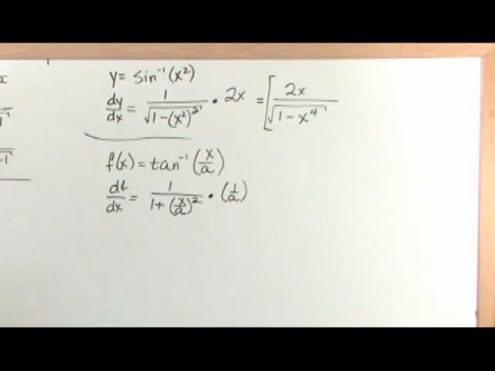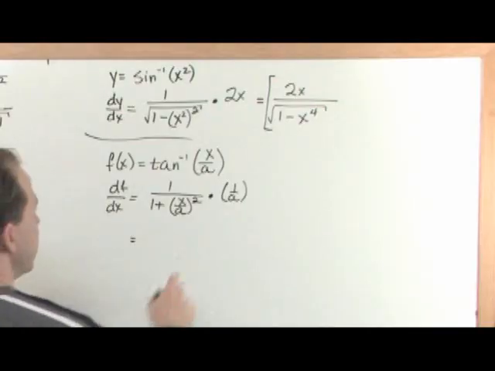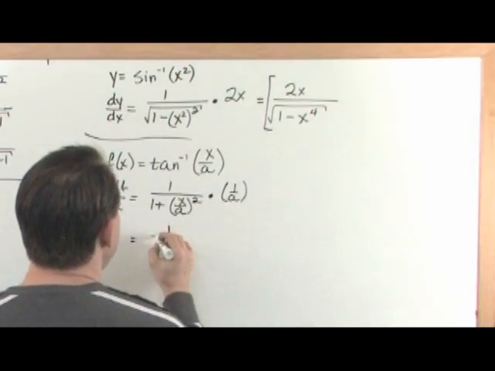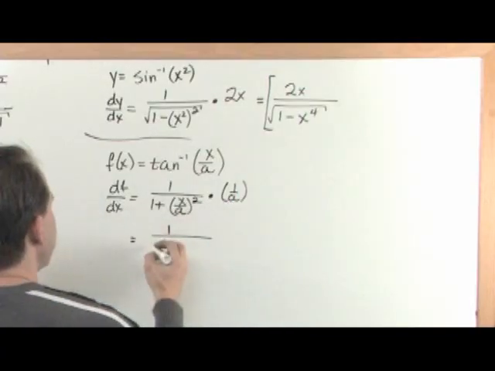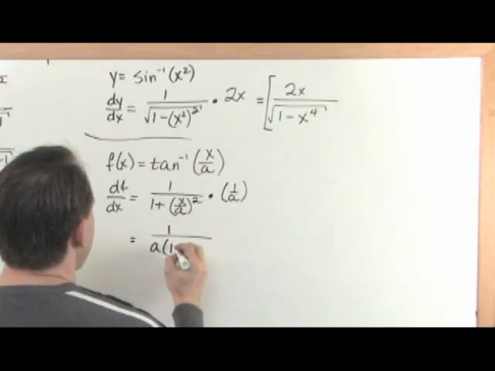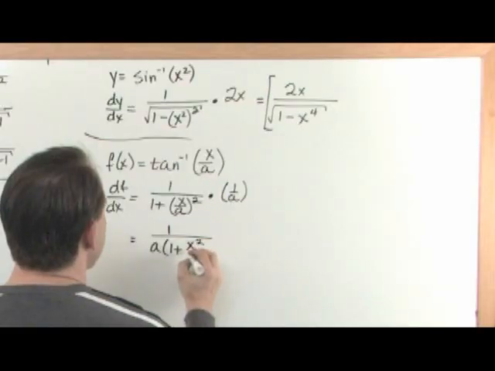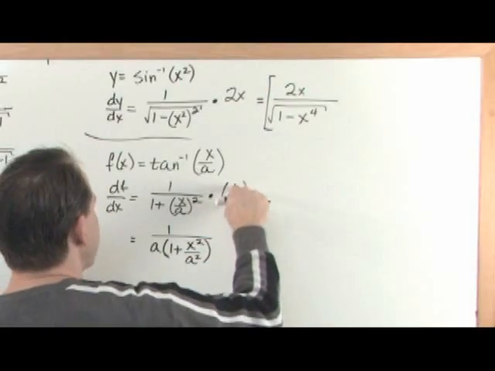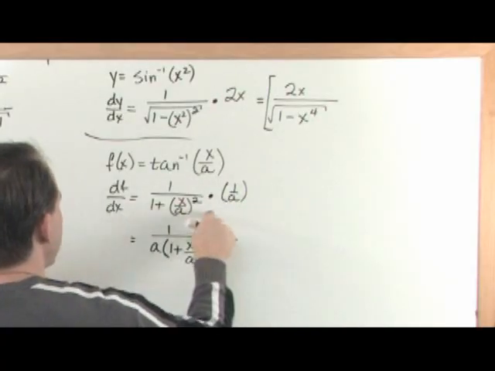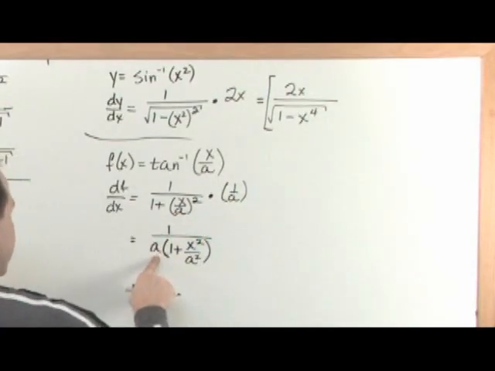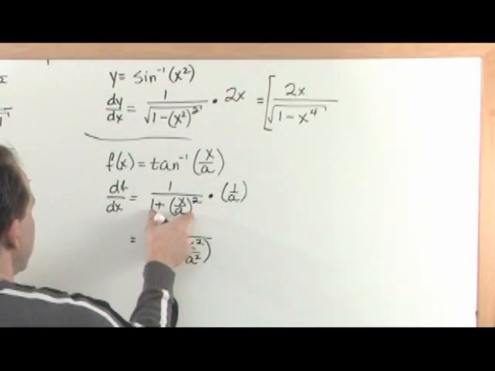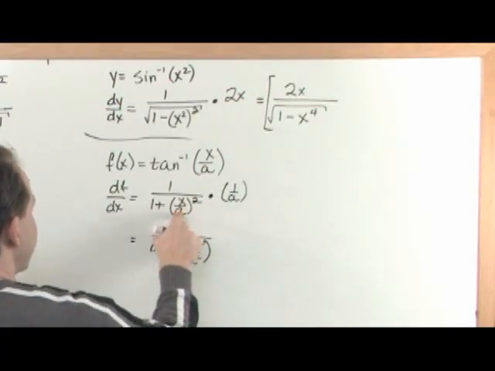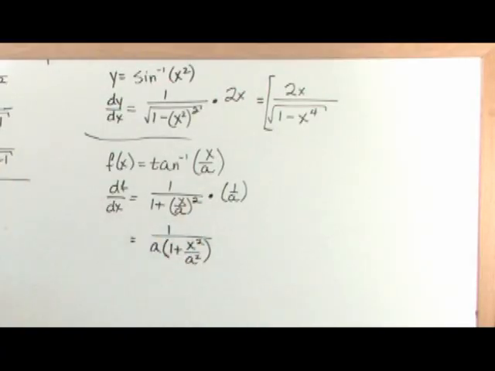Now to simplify that, on the top you're going to have 1 over, this a is going to come out here, and you're going to have a times 1 plus x squared over a squared. Because don't forget, this is 1 over a, so it's like 1 times 1 and then a times this whole denominator. So this a comes from here, and then the inside I just left alone here, 1 plus, and then you have to square the top and the bottom, x squared over a squared.